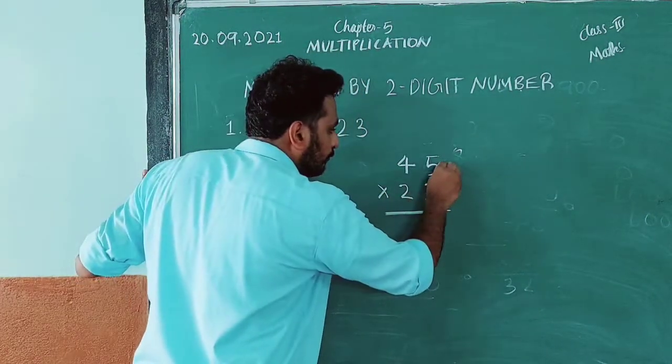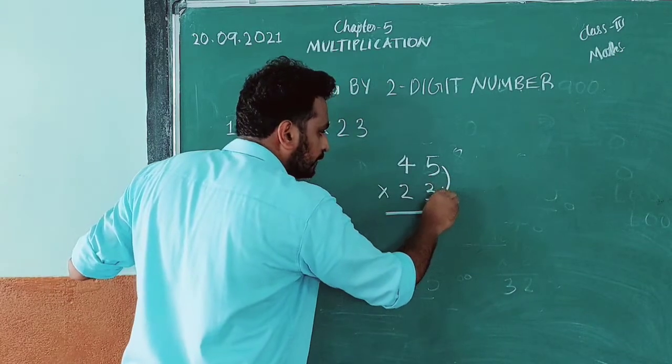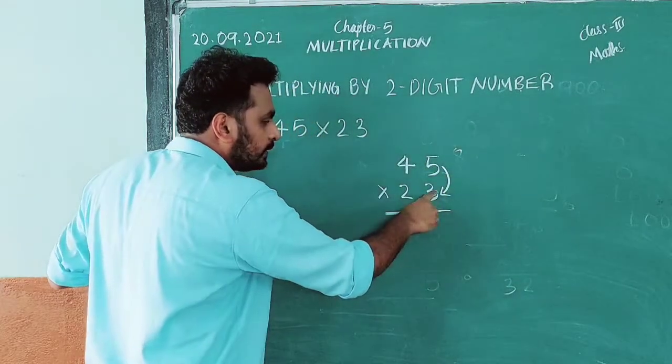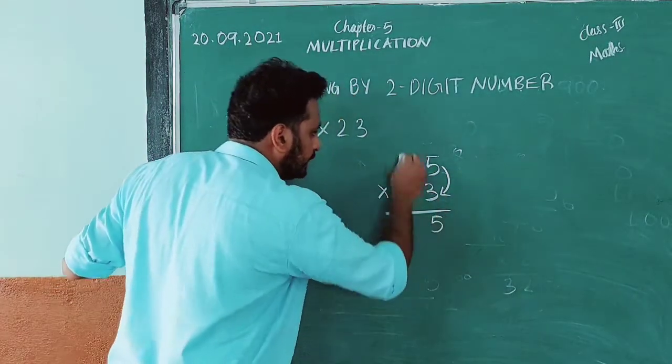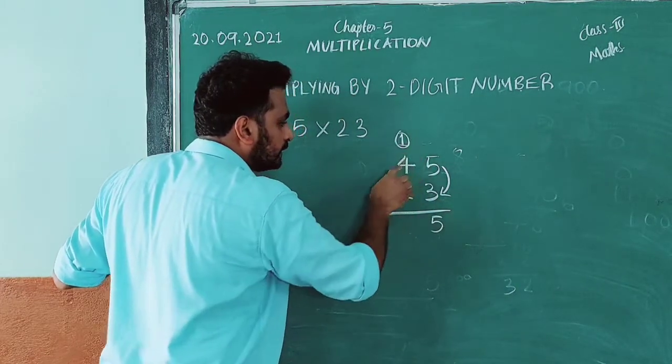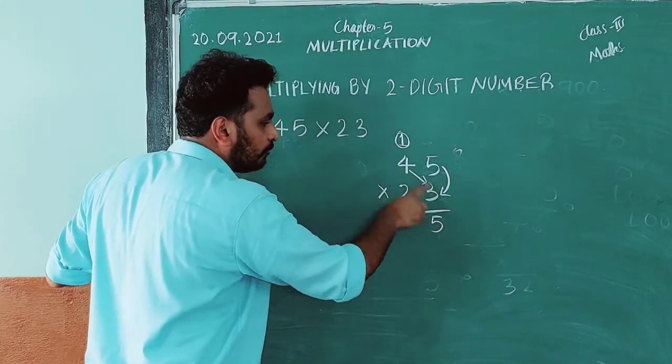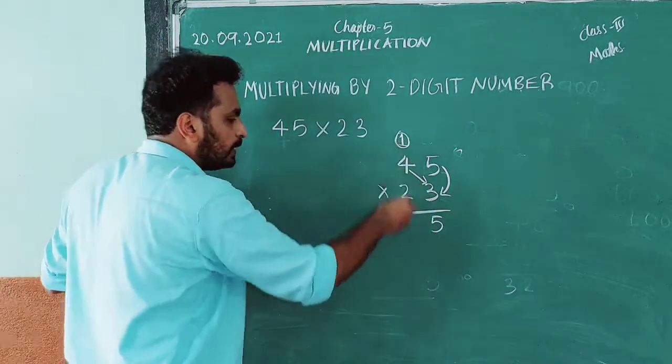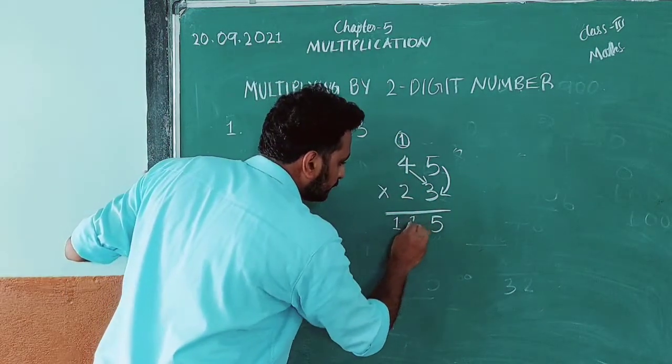First, we have to do the ones form. 5 into 3 is 15. 1 is carried forward to the next. Then 4 into 3 is 12. 12 plus 1 is 13.